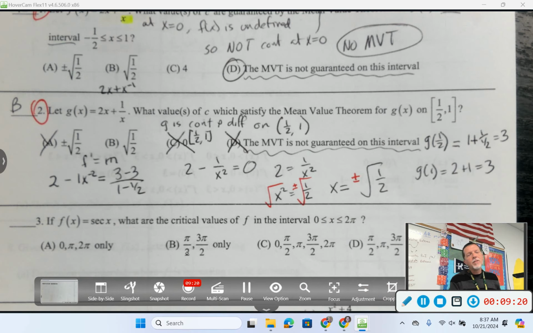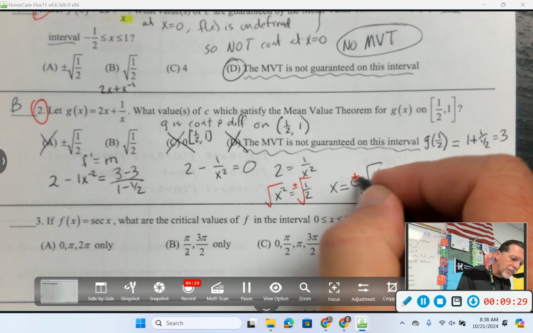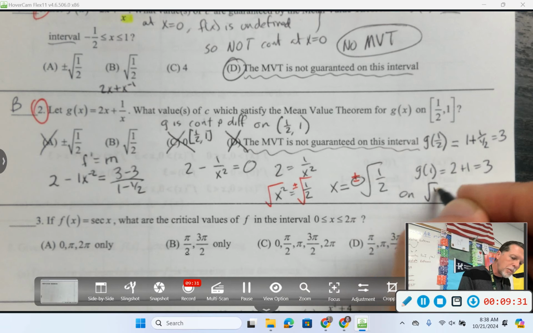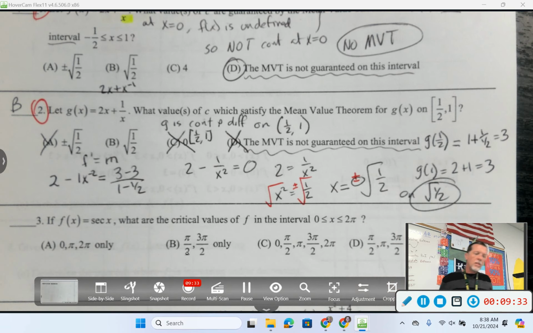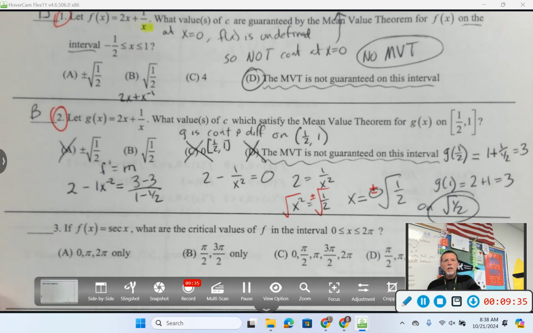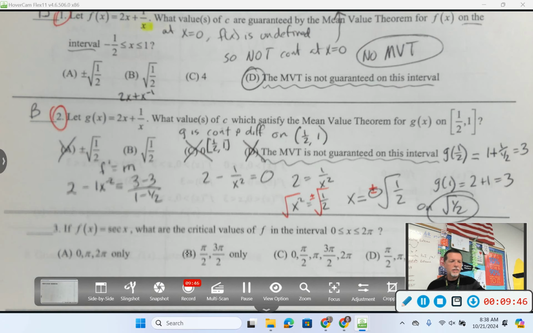So if you just work the problem without really thinking about it, you might have picked A, because you do get both those answers. But the negative one is not on the interval, so only the positive square root of 1/2. MVT, calc slope equals algebra slope, as long as the original function is continuous and differentiable, and your answers have to be on the interval.